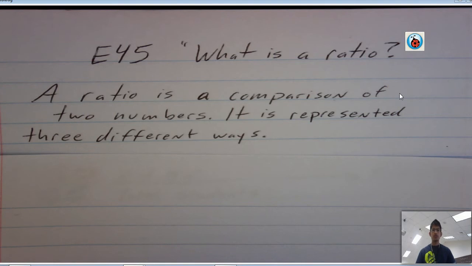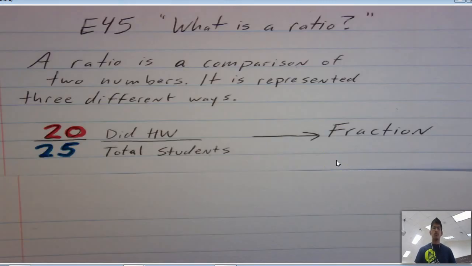Okay, so a ratio is a comparison of two numbers, and it's represented three different ways. So we're going to talk about the three ways to write a ratio, and I'm going to give you guys an example, and we're going to kind of work through that example together. Okay, so let me give you an example that we use every day. Every day we check to see how many kids did the homework. So let's pretend in one of my classes that there were 25 total students, and 20 of them did the homework. So you can write a ratio as a fraction.